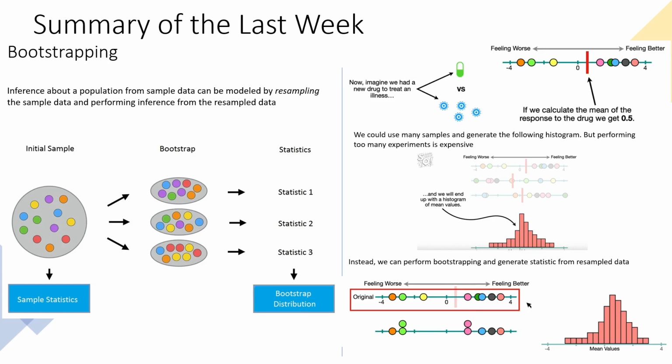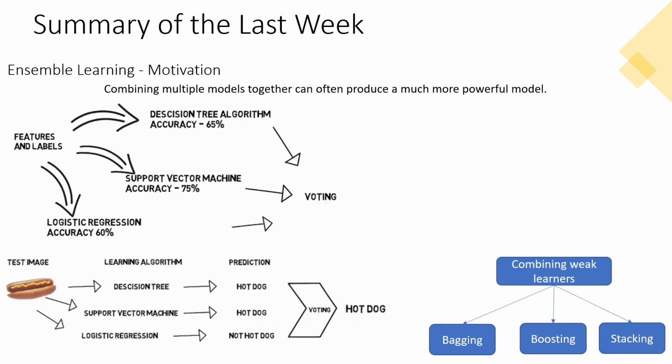We had another example. We would like to calculate the height of every person on the planet, and since it's not possible to ask everybody their height, we were taking a sample set. From the sample set we were creating bootstraps, and from these bootstraps we were trying to calculate or predict the height of every person on the planet. Okay, that was the idea behind bootstrapping. And then we have seen something called ensemble learning. And the motivation for ensemble learning was that combining multiple models together can often produce a much more powerful model.